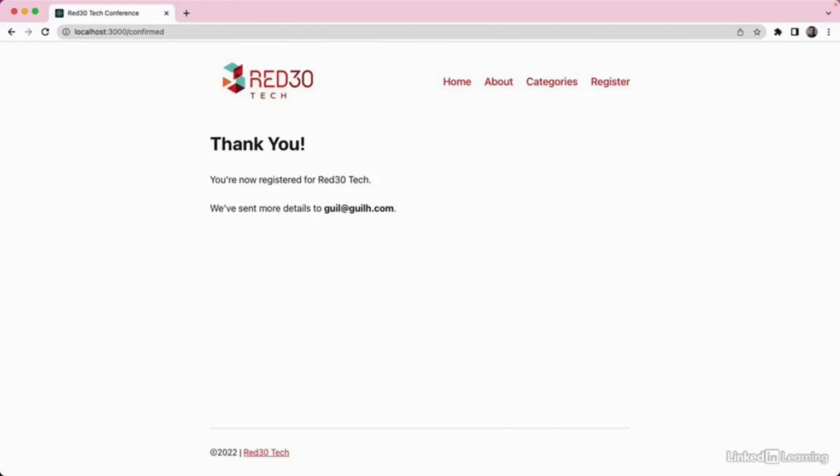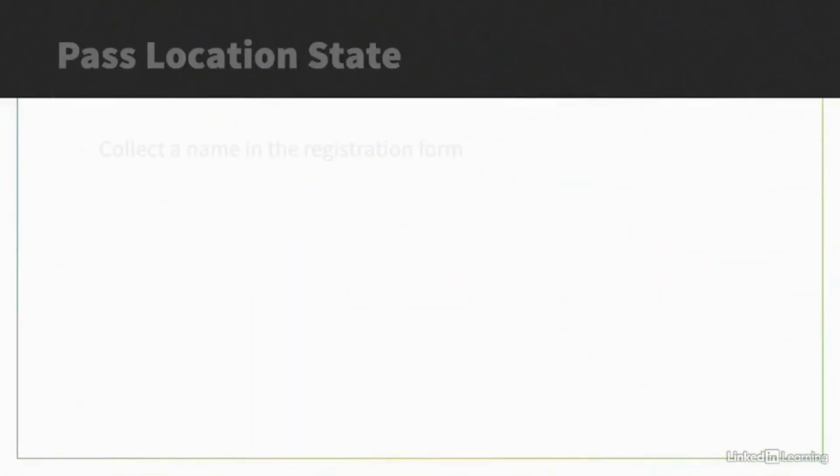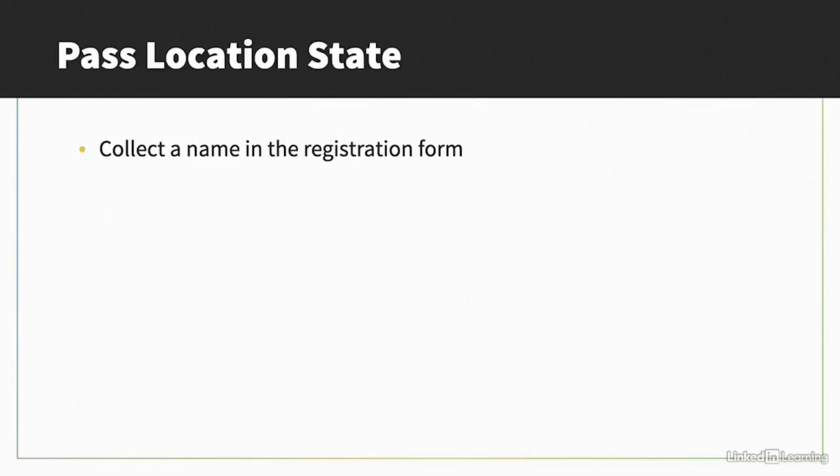Now you're going to get an opportunity to practice what you've learned about passing location state from one route to another with a quick challenge. Let's further personalize the confirmation page by displaying the name submitted by the user in the confirmation message. And these are the steps you'll need to complete for this challenge.